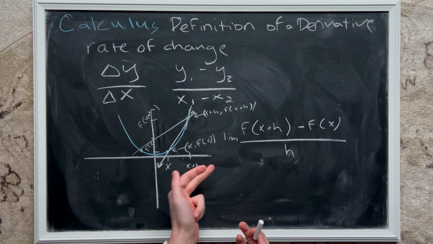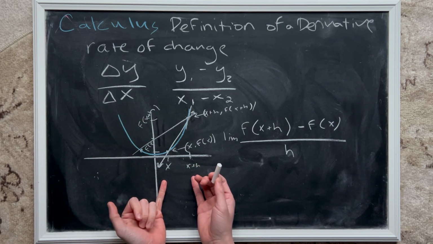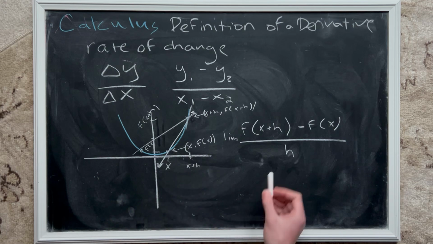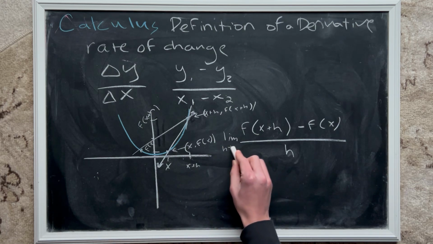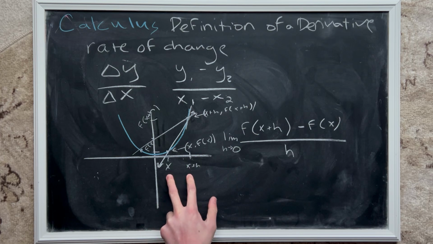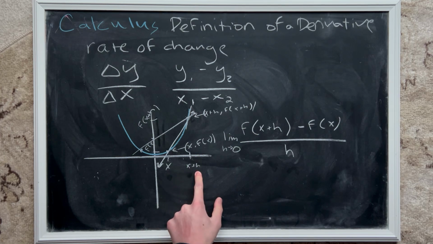Because we can't control this value, this is the independent variable. So we're going to have to take them as close together as they go. So limit as h approaches 0, right? So that means this distance approaches 0. If h is 0, then we don't have a rate of change. That's why we need the limit. If you don't know what a limit is, you can check out one of my other videos.